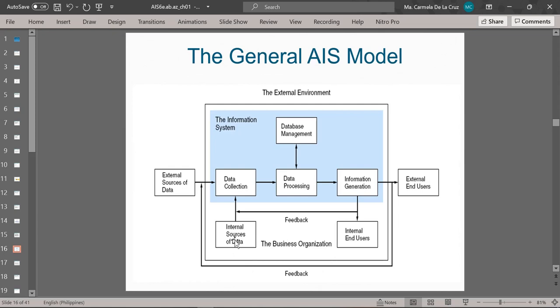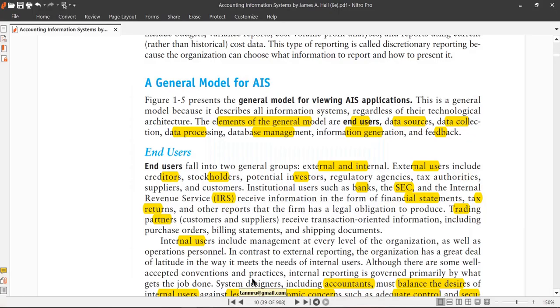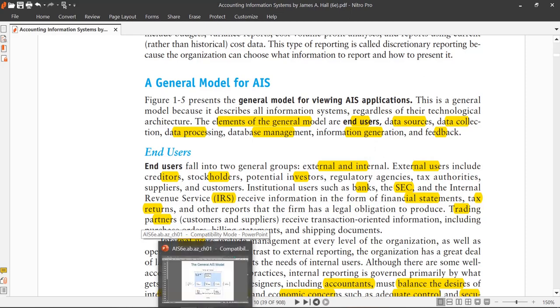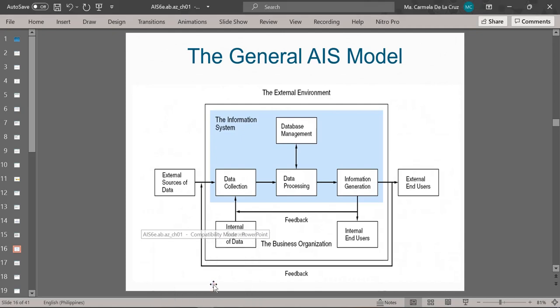These sources of data will be collected. Once collected, the data will be processed. Once the data has been processed, information will be generated. What's next? The information that has been generated and processed is kept in the database, and once the information is generated, it will be distributed to the users for their feedback. So it's just a cycle.